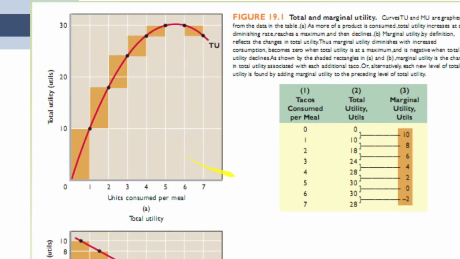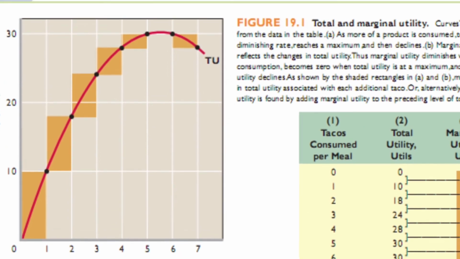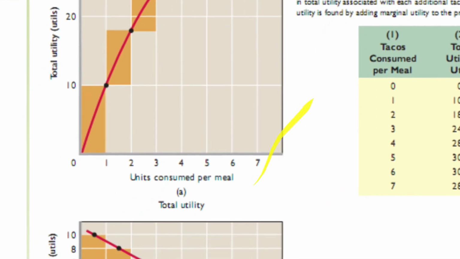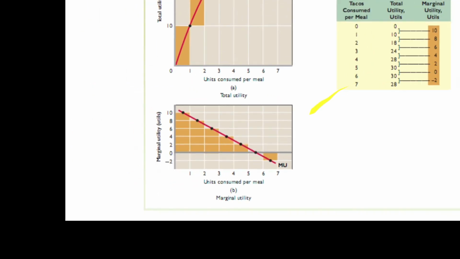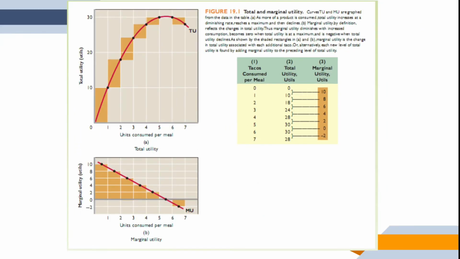Now look at the graph. First it is increasing with high jumps, then it is increasing with smaller jumps, and then it is constant, and then it is decreasing. It means you will have increasing utility, decreasing utility, constant utility, and then negative utility. So all the phases will be like that. Now see, marginal utility is falling down, and where the total utility is highest, marginal utility is 0. And where total utility is falling, marginal utility will be negative.